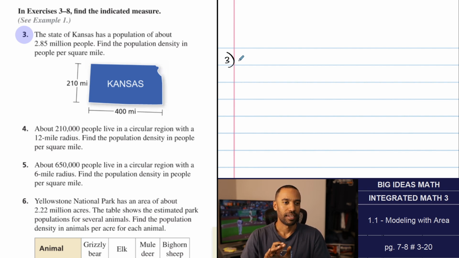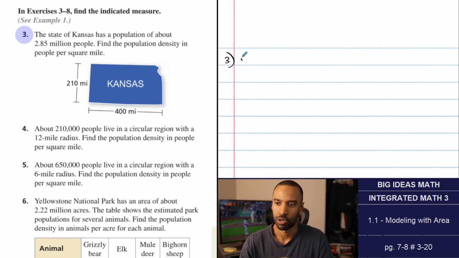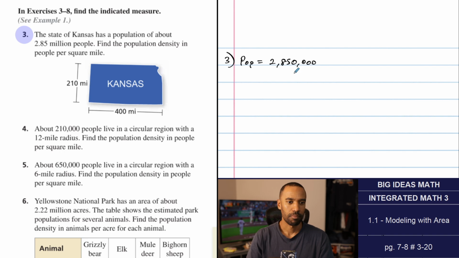Numbers 3 through 8: find the indicated measure. The state of Kansas has a population of about 2.85 million people, and let me just write that. So, POP equals, and let's write it the actual way, 2,850,000. Find the population density in people per square mile.